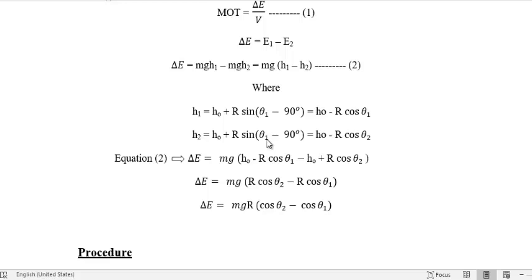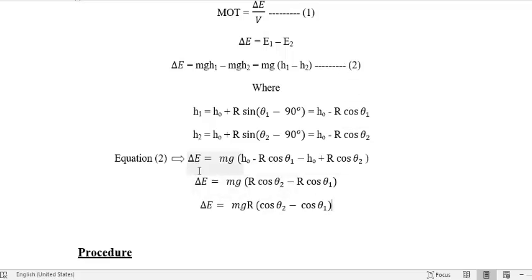Oh, this is a typo here. This is not theta 1. This is theta 2. Let me correct it right now. Right, so this is theta 2. Theta 2 minus 90, and it can be reported as h naught minus r cos of theta 2. And this naught is a subscript, so let me correct that as well. Okay, h naught.